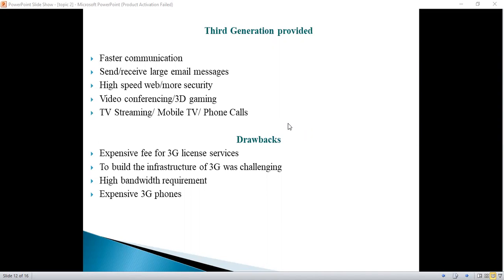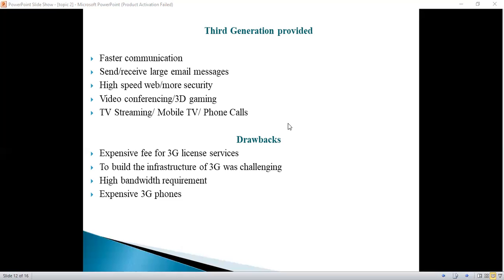It is saying that the licenses of 3G are expensive. Since you are getting so many facilities that have been improved over the previous generations, you will pay a fee for it, which is more expensive than the previous one. Then it is saying that infrastructure is very challenging. Yes, again, if you are having so many facilities, the infrastructure of course will be very challenging to handle. It requires more bandwidth.